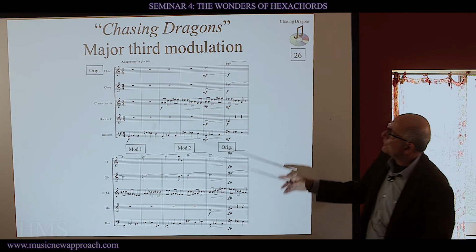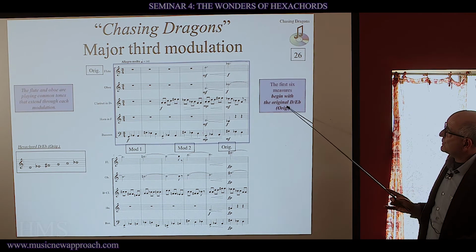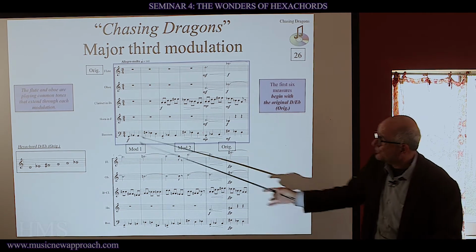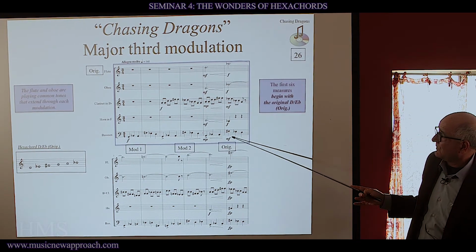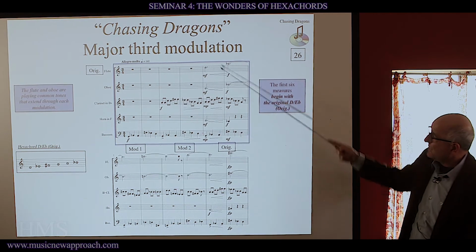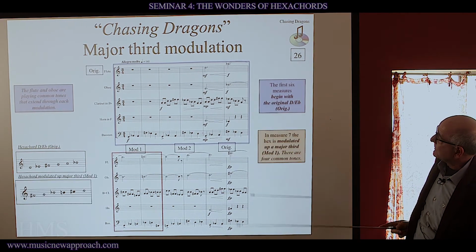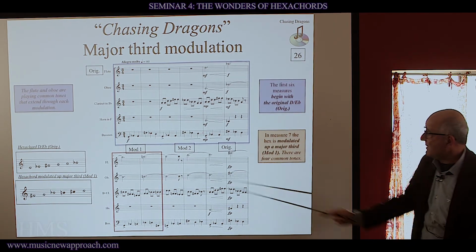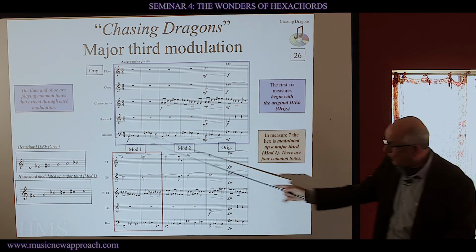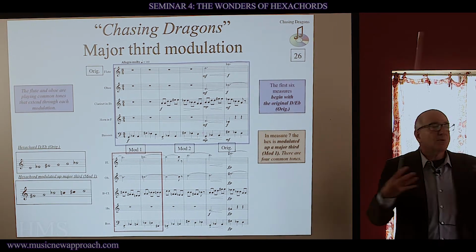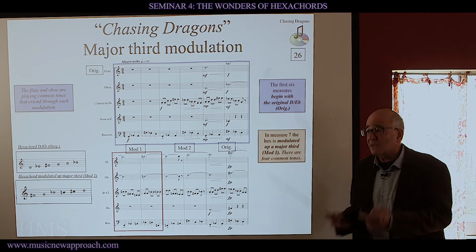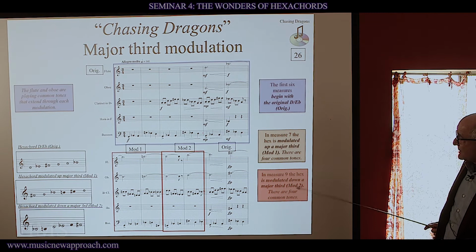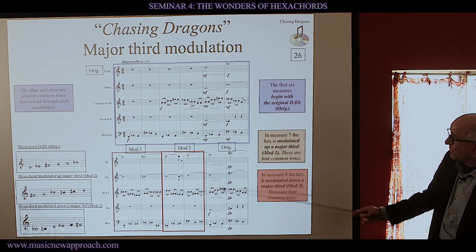Now here is major third modulation. This first 6 measures begin with our original hex here. Now the bassoon is playing all notes of the hex, and the clarinet is duplicating pitches. We have the melody being played here in octaves by the flute and the oboe. In measure 7, we modulate up a major third with 4 common tones. So this piece is going to sound a lot more connected because I have more common tones. I'm modulating by much more of a present common tone. Measure 9, I modulate down a major third, and there are 4 common tones.